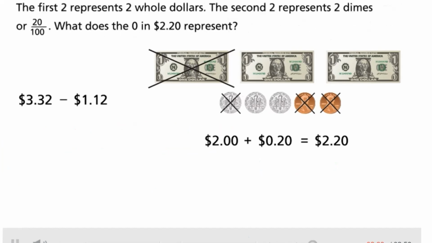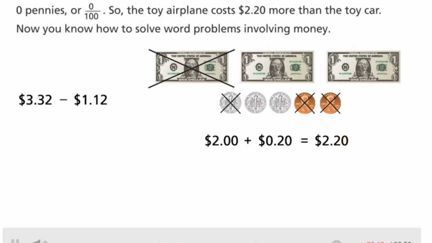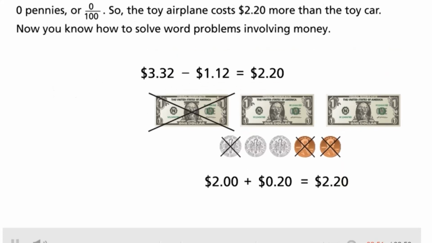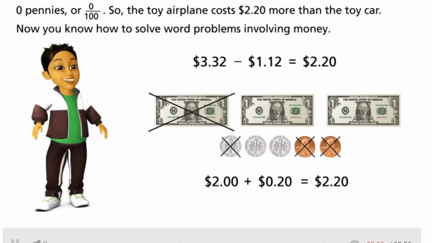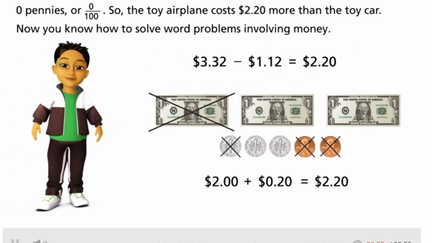The first 2 represents 2 whole dollars. The second 2 represents 2 dimes or 20 hundredths. What does the 0 in $2.20 represent? 0 pennies or 0 hundredths. So the toy airplane costs $2.20 more than the toy car. Now you know how to solve word problems involving money.